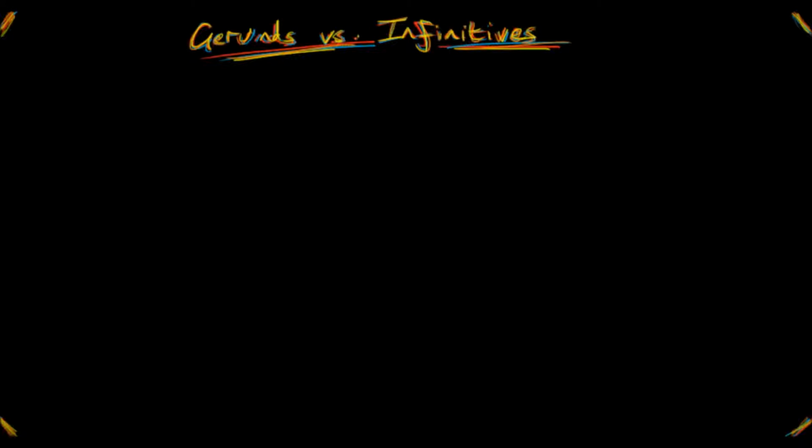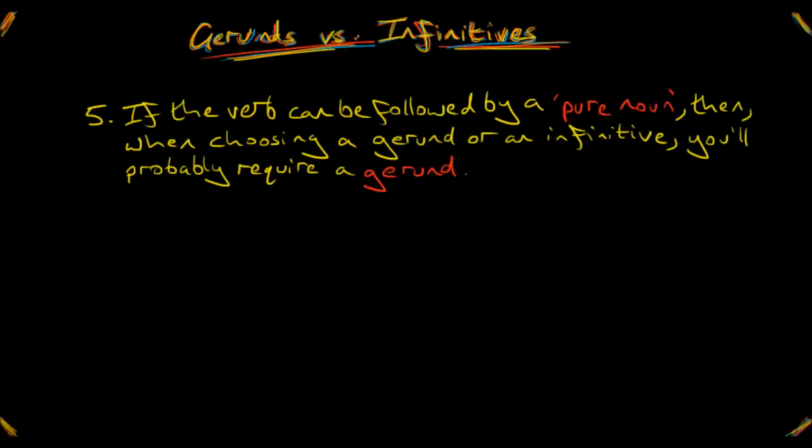So on to the fifth and final concept, and that's this one. If the verb can be followed by a pure noun, then when choosing a gerund or an infinitive, you'll probably require a gerund. Well, why? Don't forget concept number 4, that talks about gerunds just being more nouny. Let's take a look at an example.